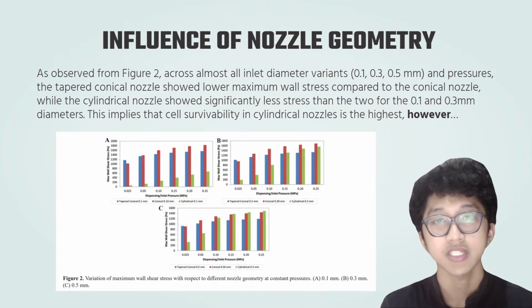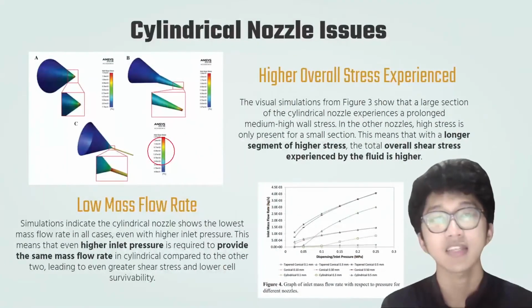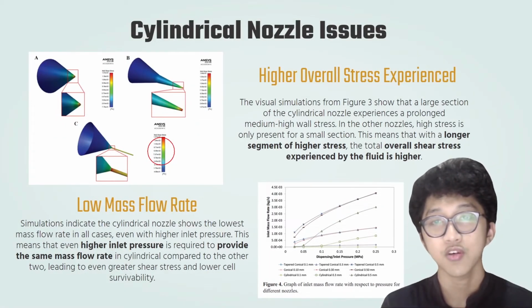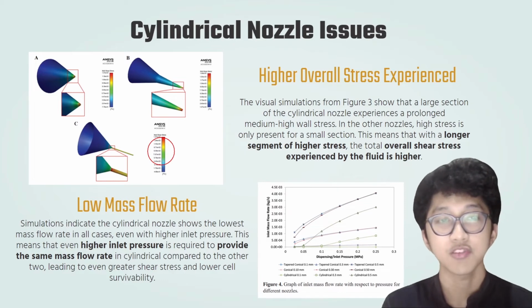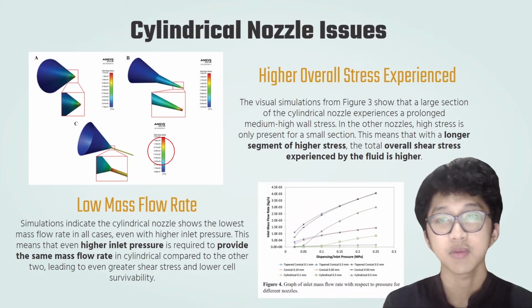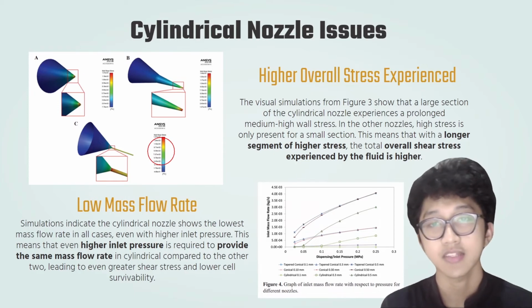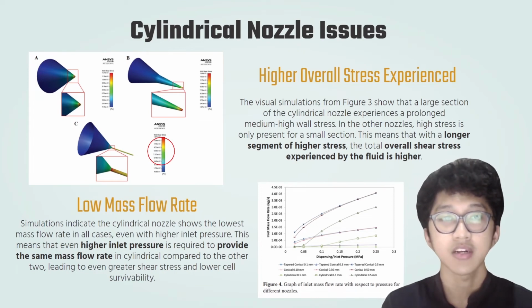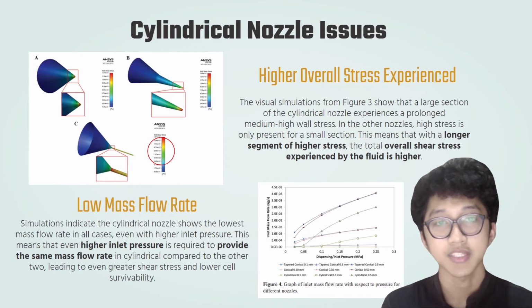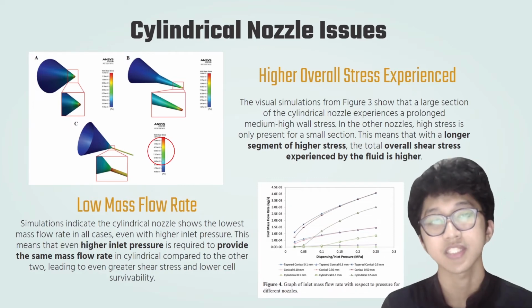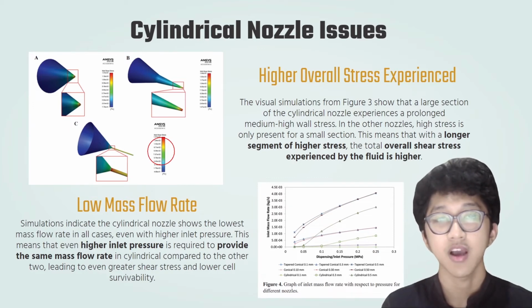However, we need to also consider that the cylindrical nozzle has its own share of issues. The first of the two being the higher overall stress experienced by the fluid in the walls of the cylindrical nozzle. We can see from figure 3 here, where we see the stress analysis of the visual simulations of the nozzle types. We see that the section of higher wall shear stress, which we can see from the yellow and red sections, has a longer section in the cylindrical nozzle compared to the other two types.